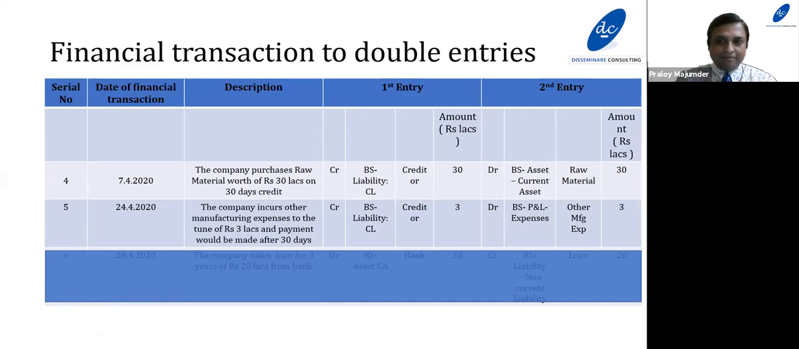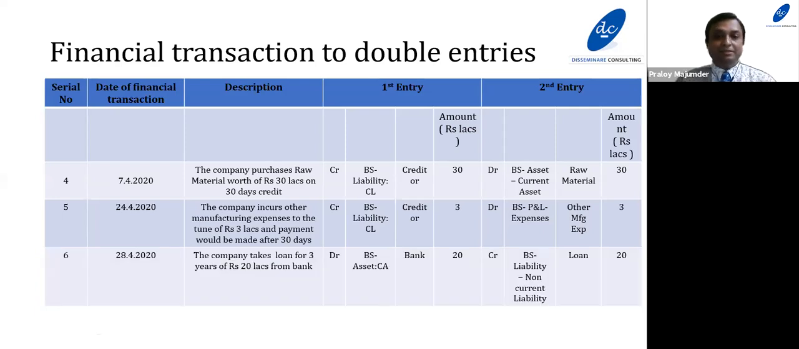At the beginning of the company, capital infusion, factory taken on rent, purchasing plant and machinery, purchasing raw material, incurring expenses for production. As you can see, we are covering most of the transactions a business entity performs during the normal course of actions. Now, it's basically another financial transaction.